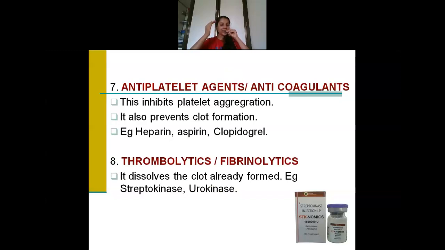Next is thrombolytics or fibrinolytics. Now if the clot is already there in the blood vessel, what we have to do? We have to lyse the clot, or we can say lysis of the clot. The clot has to be dissolved. For that we have to give streptokinase and urokinase. Those drugs can be given.